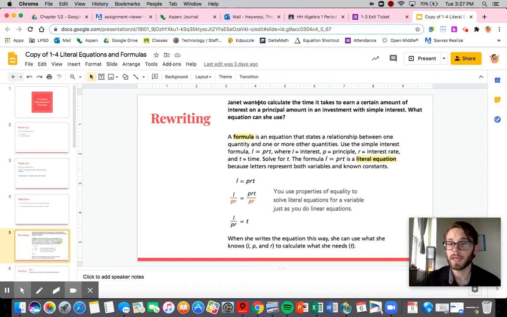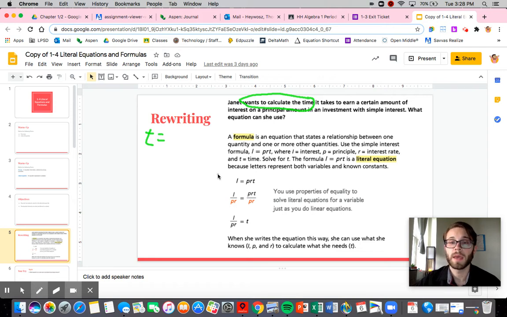So it's telling us right here, Janet wants to calculate the time it takes to earn a certain amount of interest. So that's what we want. We want to calculate time. So that's what, in the end, we want the formula to be. We eventually want t equals something. And we know it's going to be related to the principal amount. There's going to be interest involved and other things like that. So if we look at what it says here, a formula is an equation that states the relationship between one quantity and one or more other quantities.